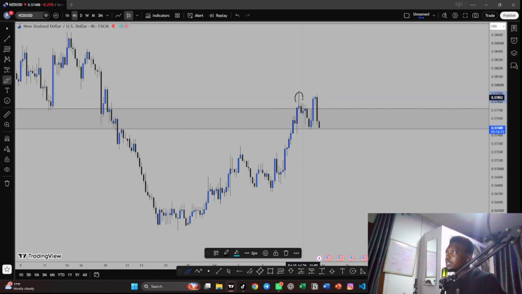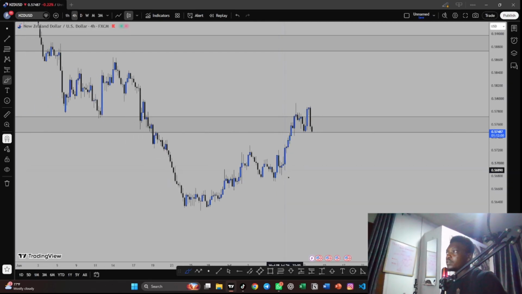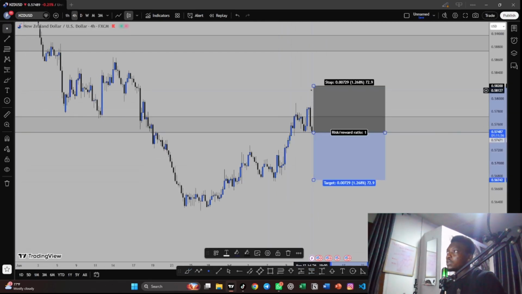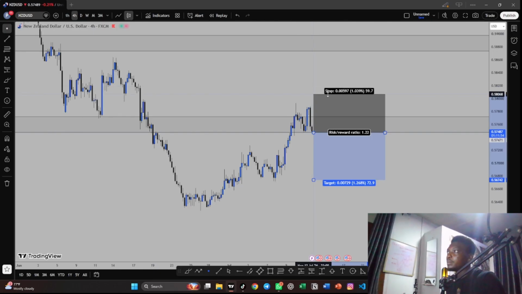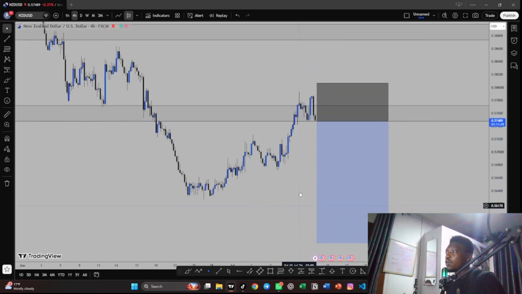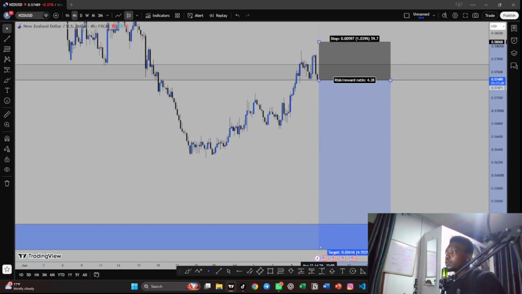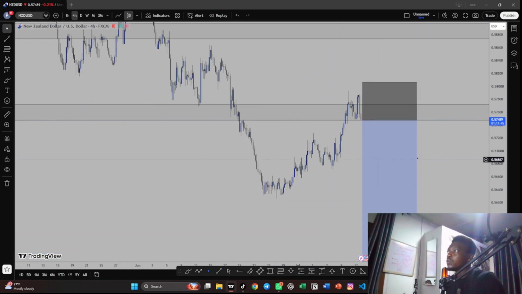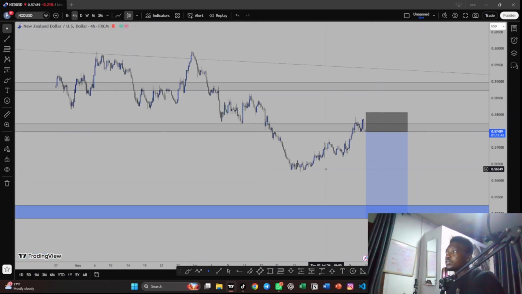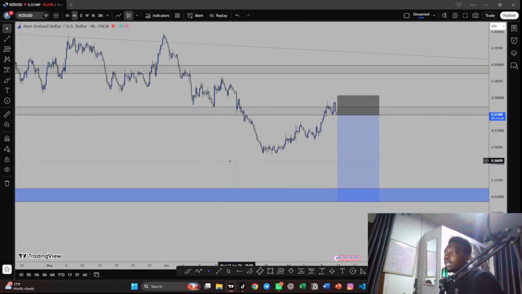You can see this top one, top two, and you can see a strong candlestick. So I'll wait for how this current candlestick is going to close. We also may actually look for a sell opportunity right here, place our stop loss, and then we have our take profit all the way down. So this is what we have currently on NZD USD.